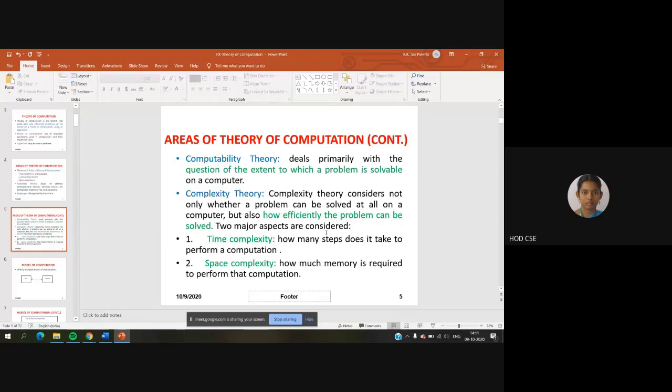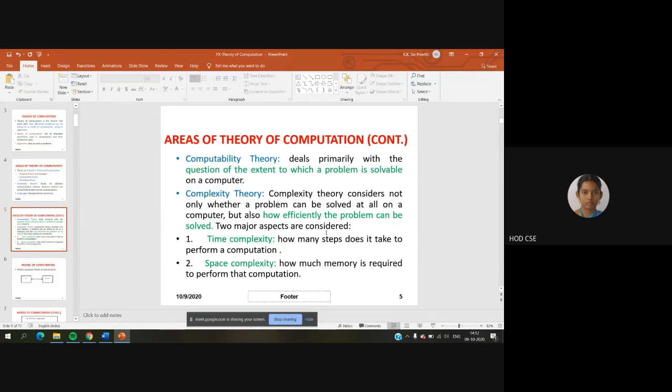And complexity theory considers not only how the problem is solved, but also how efficiently the problem is solved. Efficiency is measured by two aspects: one is called time complexity and the other is called space complexity. Time complexity is how many steps are required to get the result of the computation. And space complexity tells how much space is required to perform the particular computation.